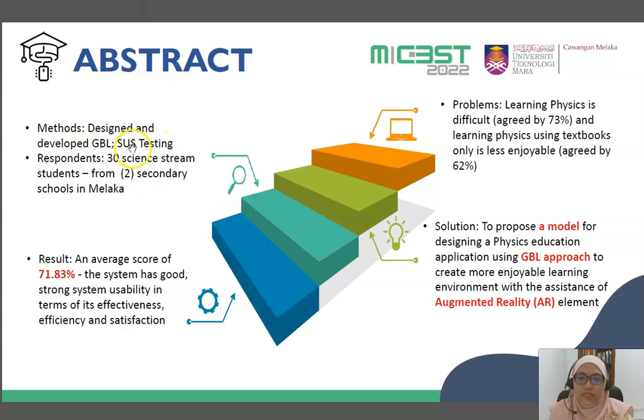For this stage, the targeted respondents were 30 science stream students from 2 different secondary schools in Malacca. The results revealed 71.83% from the SUS results. This reflected that the system has good, strong system usability in terms of its effectiveness, efficiency, and satisfaction. So let's continue to the introduction.